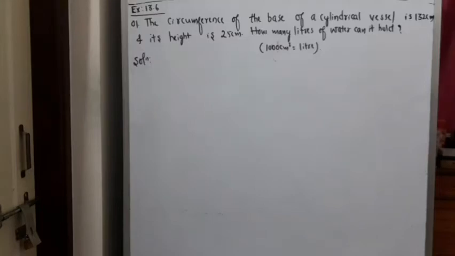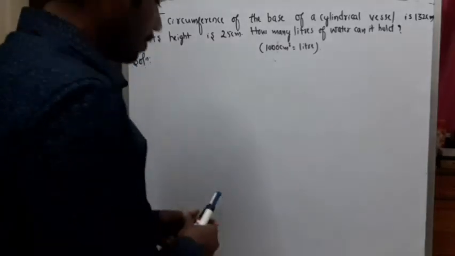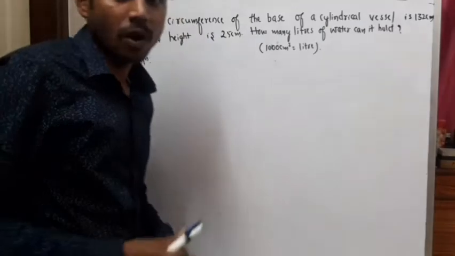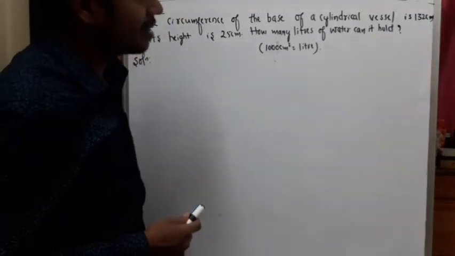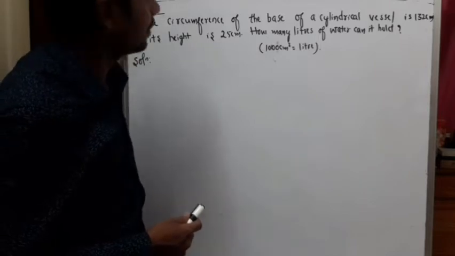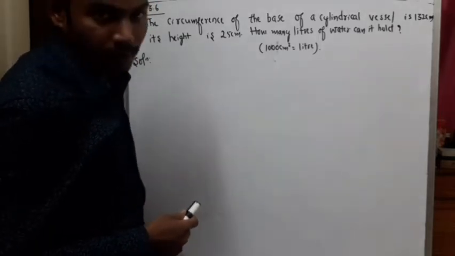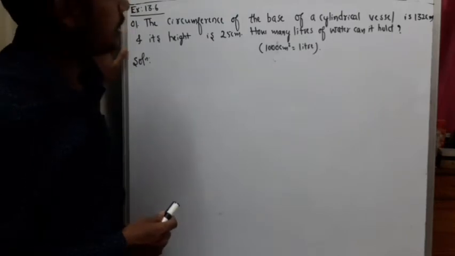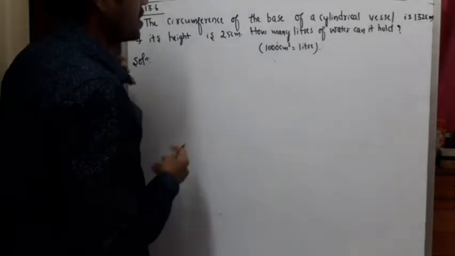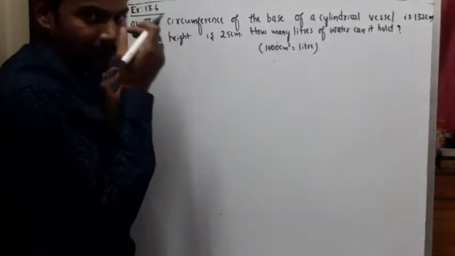Students, we will start with exercise 13.6, the first question. These questions are based on the volume of a cylinder. The first question: the circumference of the base of a cylindrical vessel is 132 centimeter and its height is 25 centimeter. How many liters of water can it hold? See, the question is based on the volume of a cylinder.